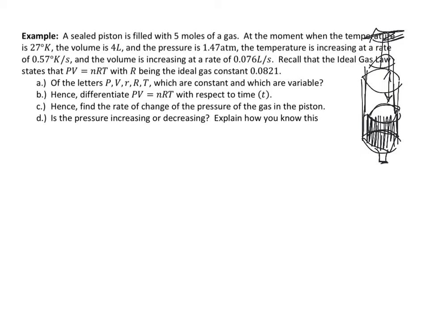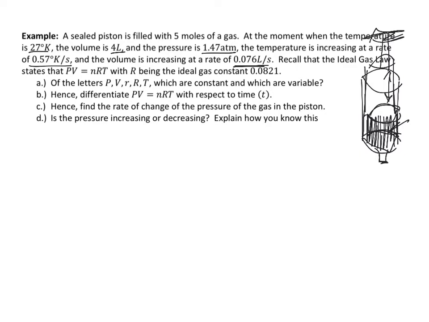Okay, so the thing that's important about a sealed piston is that because it's sealed, we can't change the number of moles of gas. You can't change the number of molecules of gas that are in there because it's sealed off, right? So the sealed piston is filled with 5 moles of gas. At the moment, when the temperature is 27 degrees Kelvin and the volume is 4 liters and the pressure is 1.47 atmospheres, the temperature is increasing at this rate, 0.57 degrees Kelvin per second, and the volume is increasing at this rate, 0.076 liters per second.